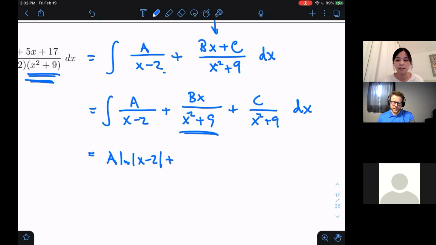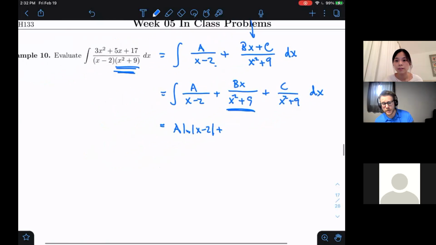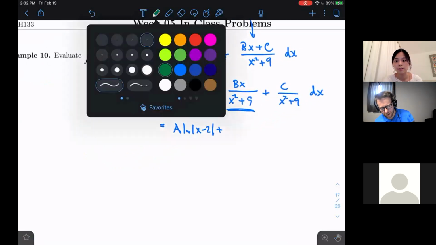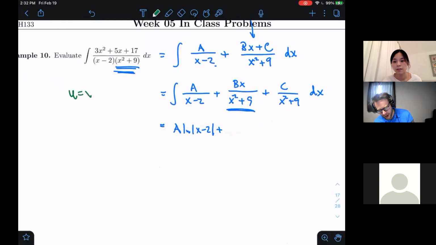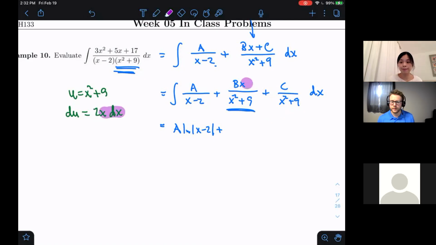When I integrate this piece, can anyone tell me how I can go about integrating this piece here? What would be the correct technique? Yeah, and a couple of folks have brought it up in chat. Excellent, great job. It's going to be a u sub. So if you choose u to be equal to x squared plus 9, notice that the du is going to be 2x dx. And so notice you have one of these x's hanging around in the numerator that is going to help us out here.